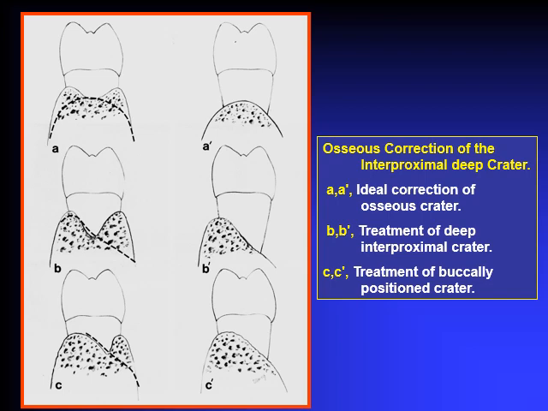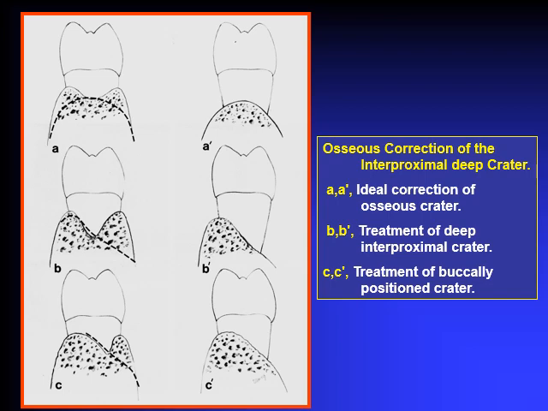We remove the buccal and lingual bone of the crater. In B, this is also another way to treat the deep interproximal crater, where we remove only one edge of the crater, which is the lingual part. Okay, and this is in B dash, when we remove the lingual part of the crater, or lingual bone.